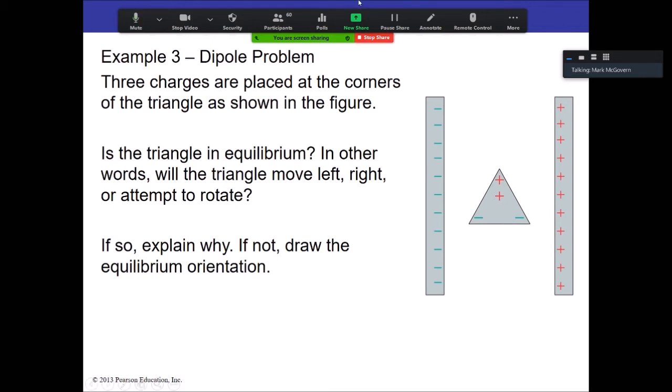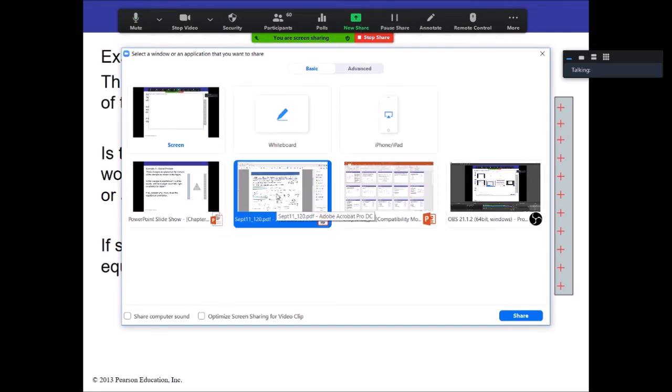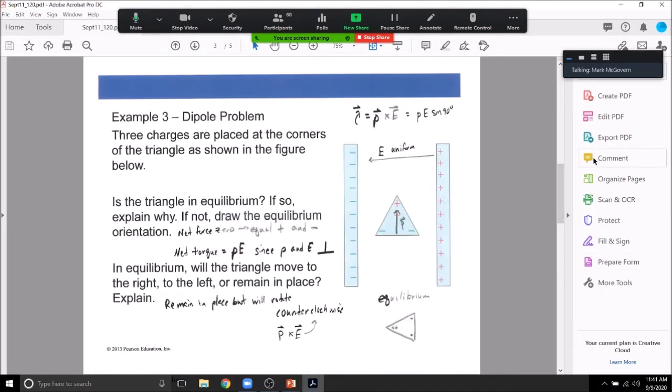Let me just bring up this thing here. There is a dipole moment vector that goes from negative to positive. The electric field goes to the left here. So there is a 90-degree angle between the dipole moment vector and the electric field vector. The torque exerted on this is simply P times E, where P is Q times the distance between the charges, or the average distance between the charges. And so this thing will experience a net torque.